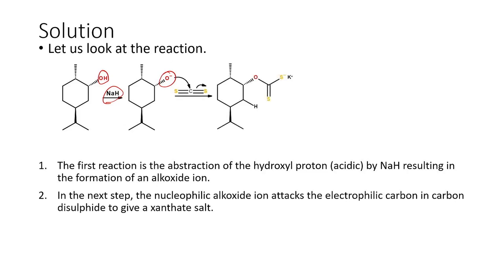The next step is the alkoxide anion reacts with carbon disulfide. So, we have a carbon which is attached to two electronegative substituents, that is sulfur atoms. They will pull the electrons towards themselves, making this carbon more electrophilic in nature. So, we have a nucleophile, that alkoxide anion, and we have an electrophilic carbon. The nucleophile easily attacks the electrophilic carbon and we end up with the salt. This salt is basically called the xanthate salt.